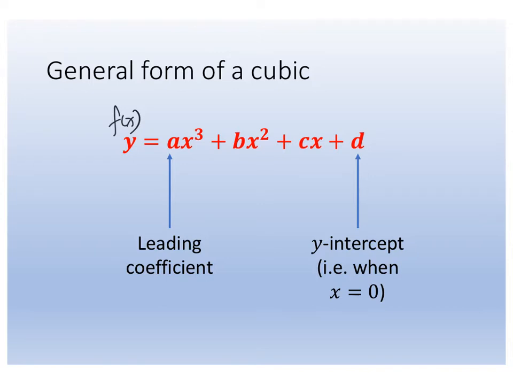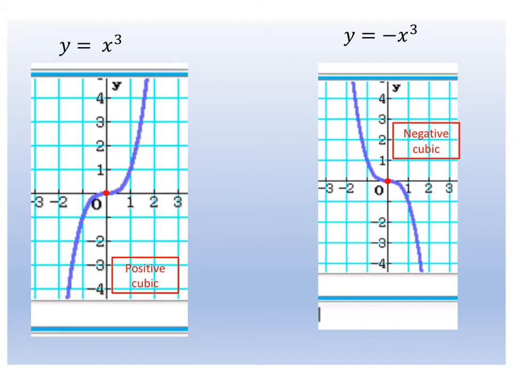Now, let's consider just y equals x cubed and y equals minus x cubed. For y equals x cubed, we call this a positive cubic. So here, if you've got a, which is a dilation factor, as positive, the shape normally looks like this for a positive cubic function. A negative cubic function looks like this.